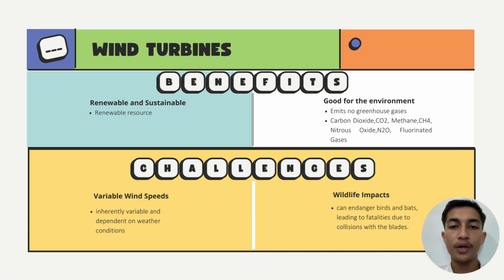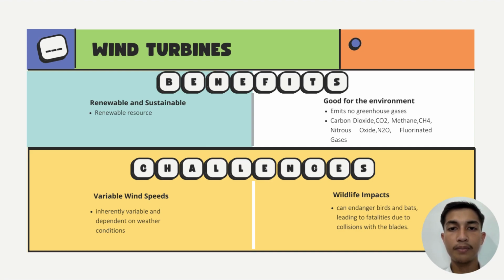When operating, wind energy emits no greenhouse gases such as carbon dioxide, methane, nitrous oxide, and fluorinated gases. For your information, all of these gases will increase the temperature of the Earth in the future for a long time. Next, we talk about the challenges. First is variable wind speed. It is inherently variable and dependent on the weather conditions.